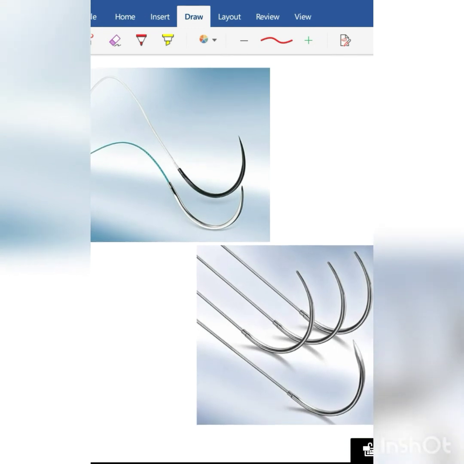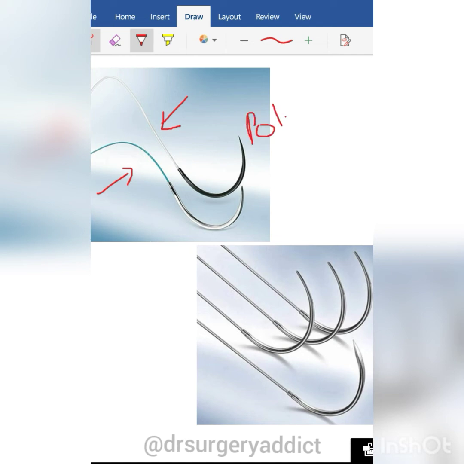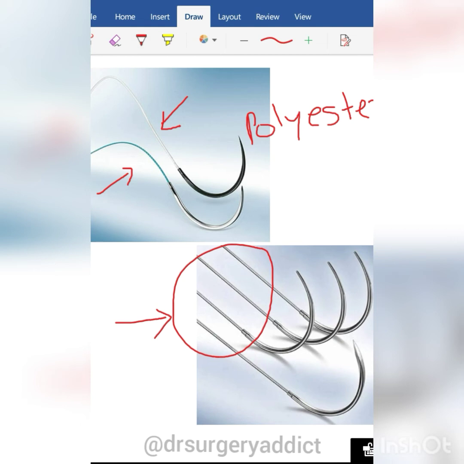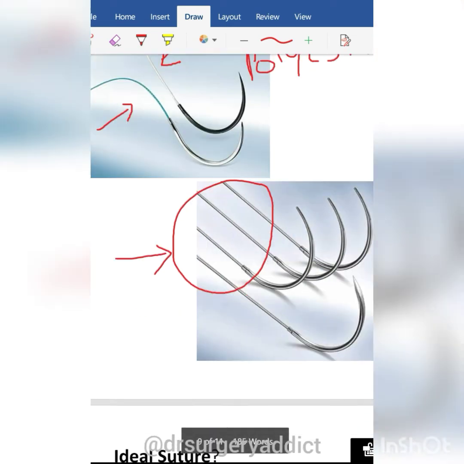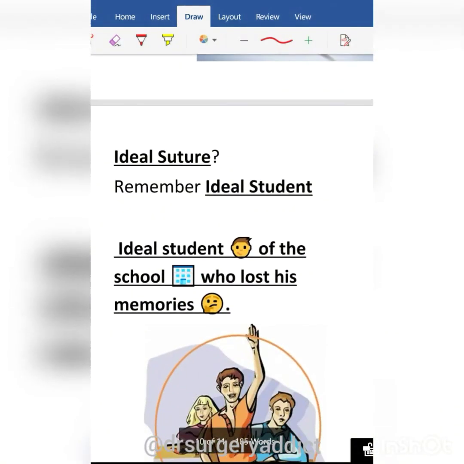What is this? We have not covered this, but look at this. This one is a green suture. This one is a white suture. These two sutures are polyester. Polyester may be green or white. You have to remember it. Okay, look at this suture. This doesn't look like a thread. It looks metallic, so it is a steel suture. So I hope you understand how to identify the suture material by its color.